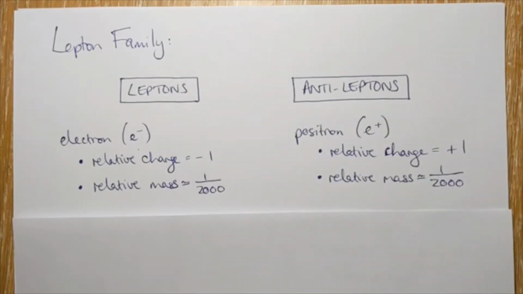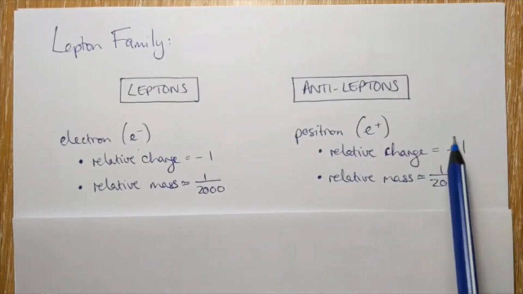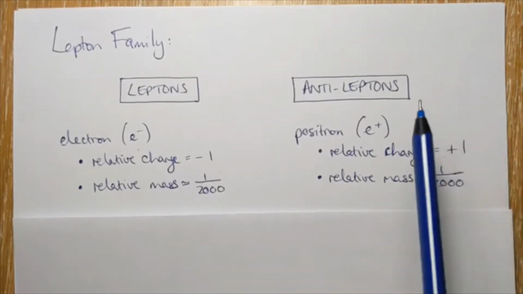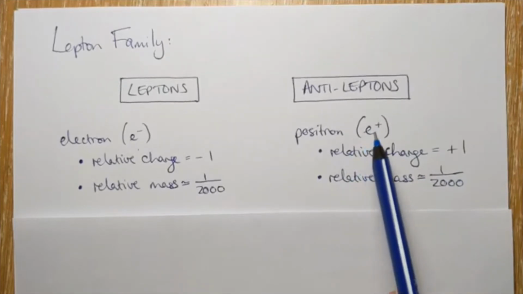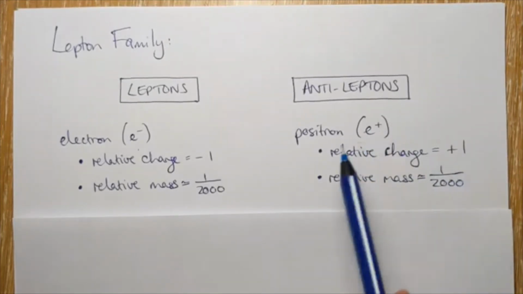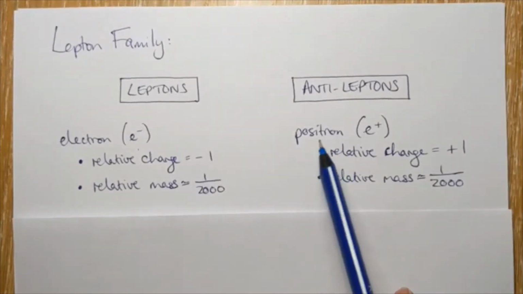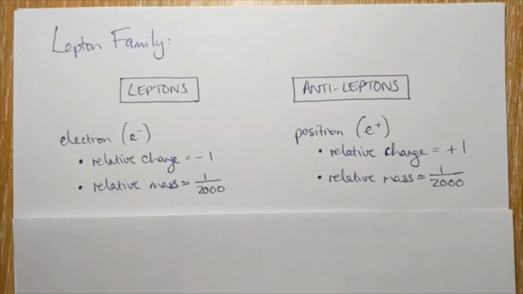So here is the antiparticle of the electron. We've got the opposite charge, but the same mass and same all other properties. And now the symbol is e plus because of the charge. But it's the only one. The anti-electron isn't known as the anti-electron. It's got its own name, so it's known as the positron.